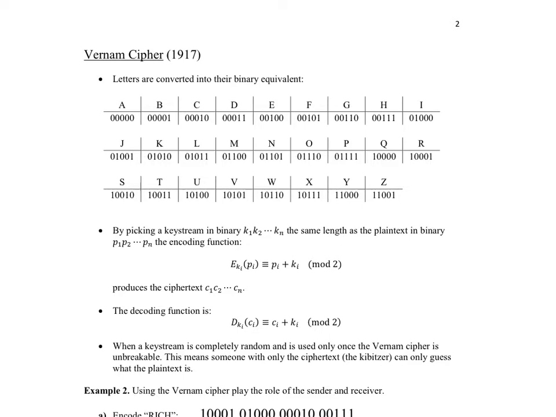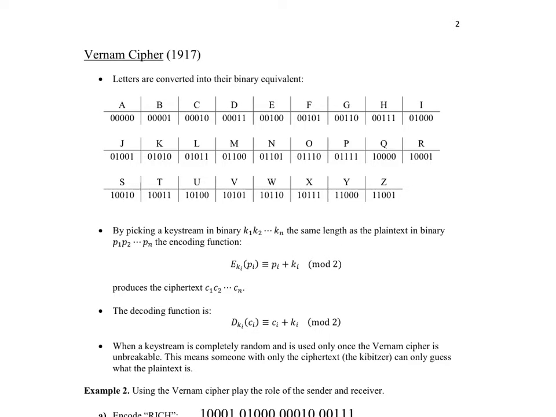Okay, so again, you pick a key stream and you use that key stream to add or subtract to find your encoding and decoding functions. Now, this is done in mod 2. So we just have zeros and ones because it's going to be done in binary. So that makes adding and subtracting the same because we're working in mod 2. So really you can view the encoding function and the decoding function as the same.